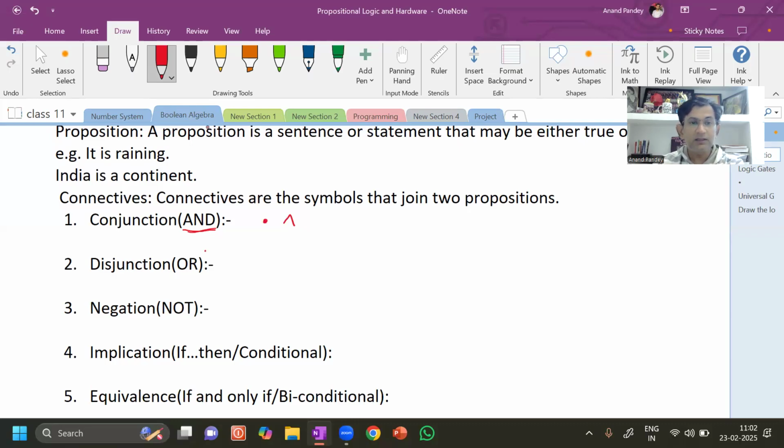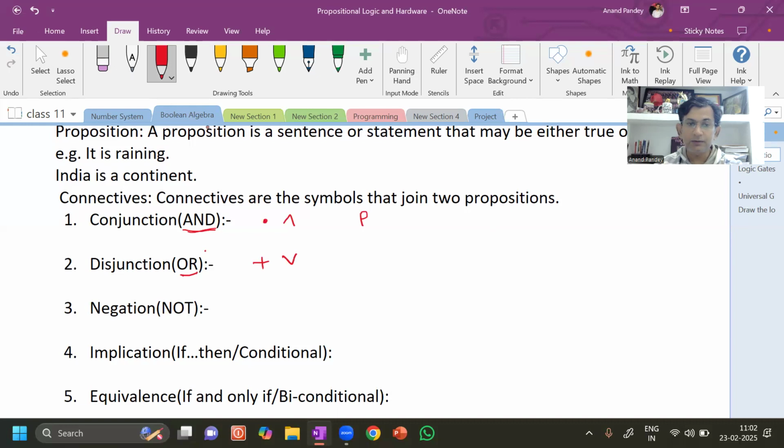Another connective is disjunction, OR. For this OR operation, the symbols used are plus and this V symbol. Either one can be used. Let me show you here. Consider P and Q are two propositions.